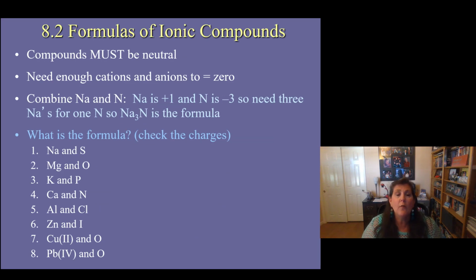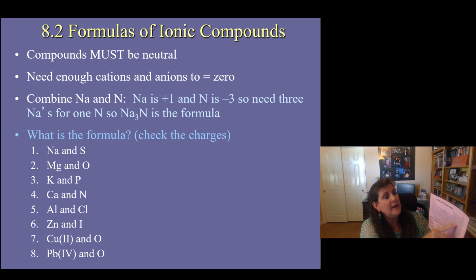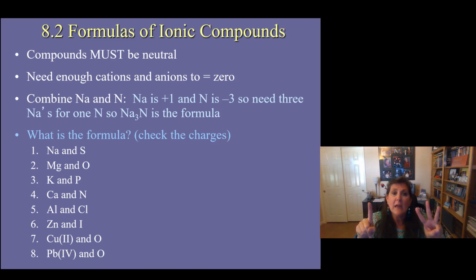So we're going to write some formulas for ionic compounds. Again, the compound has to be neutral, meaning it has to add up to 0. Let's combine sodium and nitrogen. Sodium's charge from the first column is +1. Nitrogen is from group 5A, so it is -3. So I have 1 minus 3. That doesn't add up to 0. So I'm going to need 3 minus 3 adds up to 0.